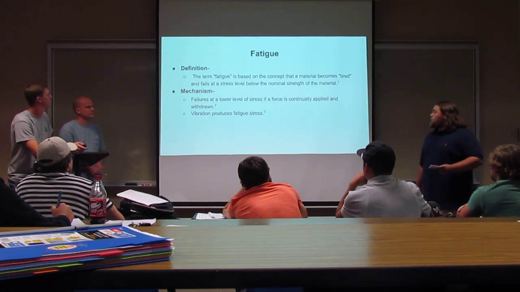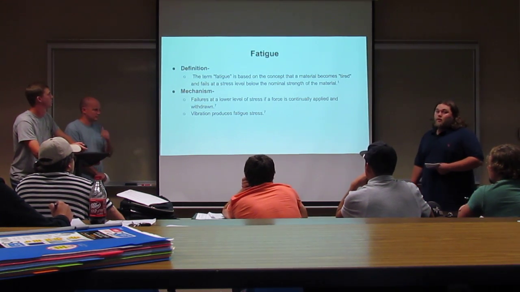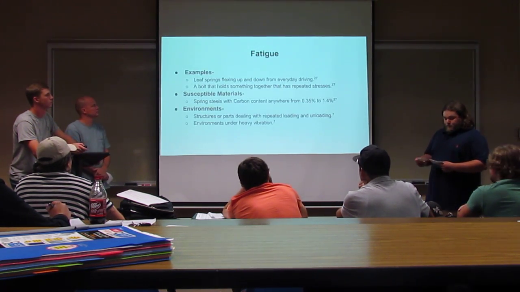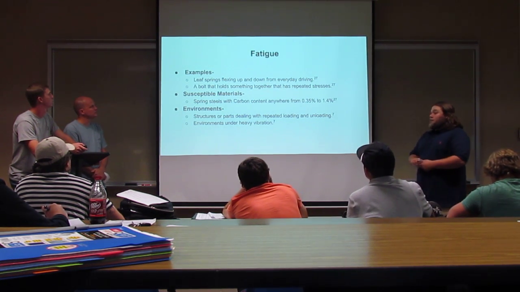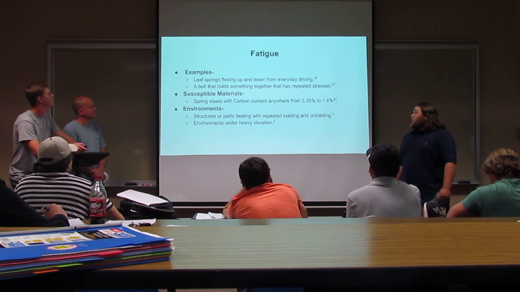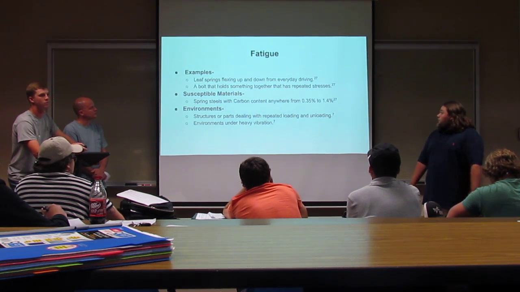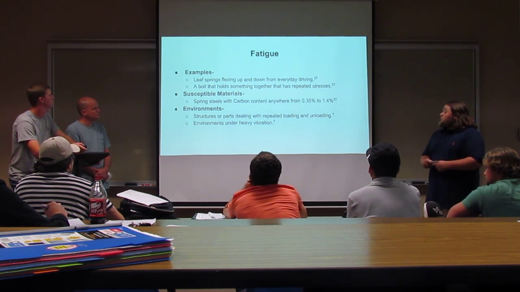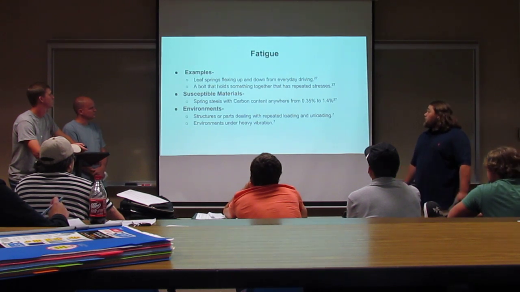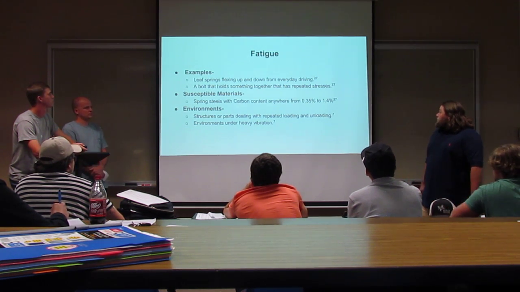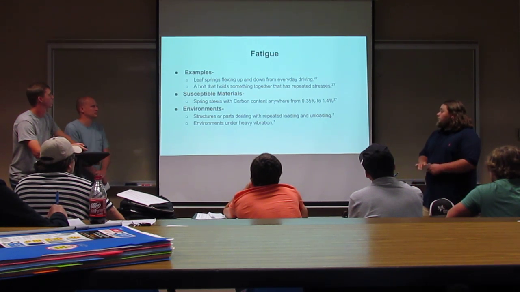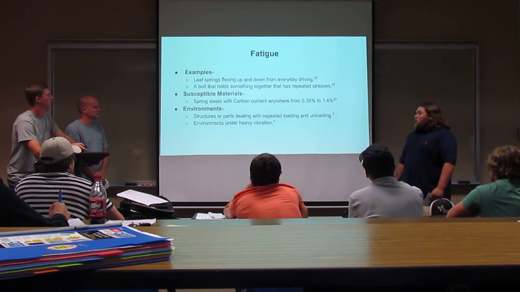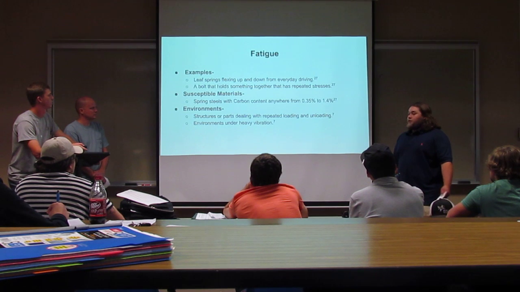Mechanisms: failures at lower levels of stress if a force is constantly applied or withdrawn. Vibration produces fatigue stress too. Examples would be a leaf spring flexing up and down from everyday driving, or a bolt that holds something together has repeated stress. Susceptible materials: spring steels with carbon content anywhere from 0.35% to 1.4%. The environment: structures or a part dealing with repeated loading and unloading, and environments where there's heavy vibration.